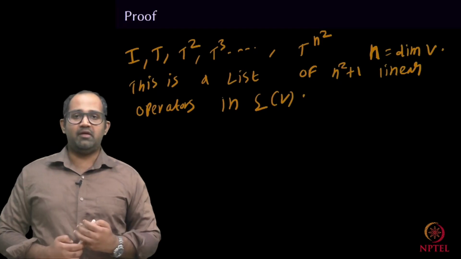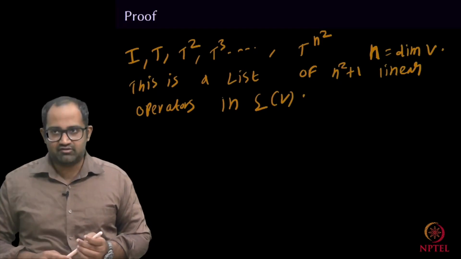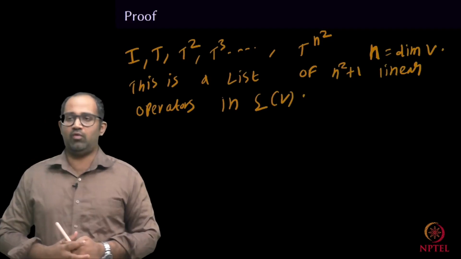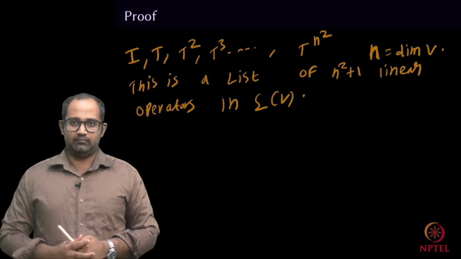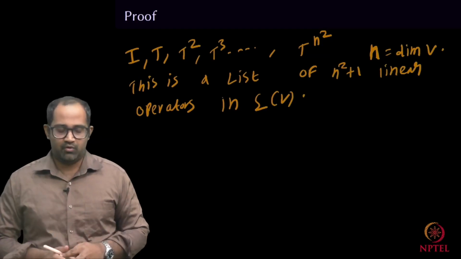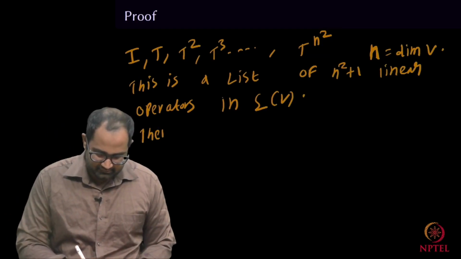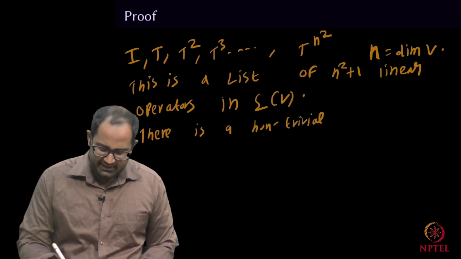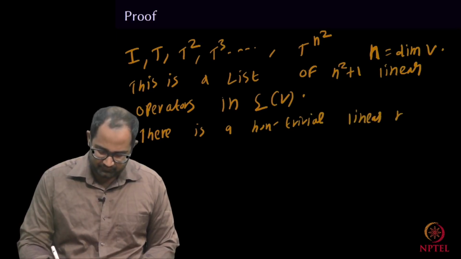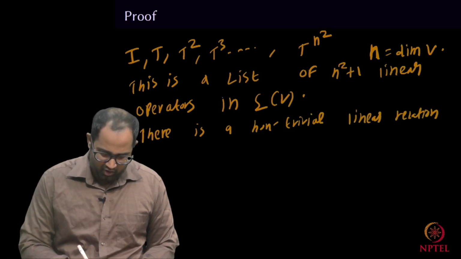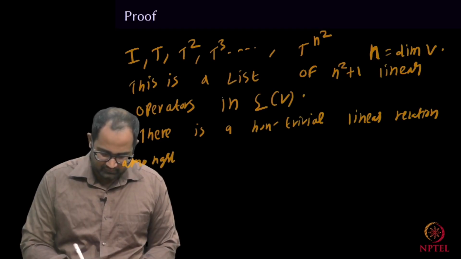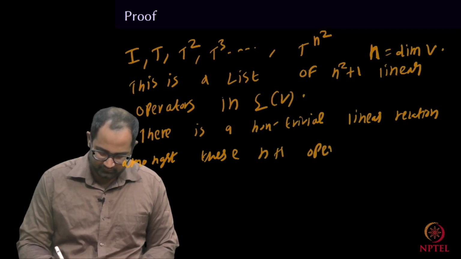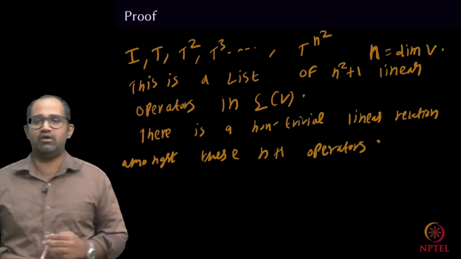Now, what am I going to say next? You don't have to be a telepath to figure that out. You just have to be following the logic. So please pause the video and figure out what's going to come next. I hope you got it. There is a non-trivial linear relation amongst these n plus 1 operators. Why? Why is there a non-trivial relation?